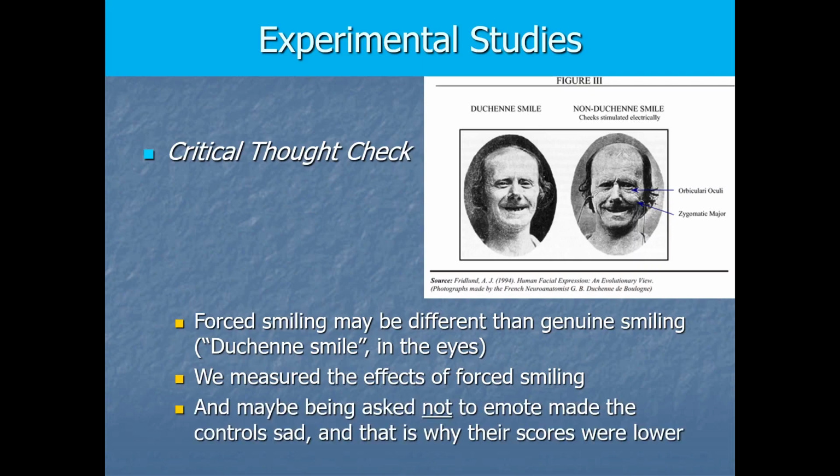For that matter, though, maybe our instructions for the control group were to tell them not to make any expression while they hold the pen in their mouth, and that instruction made them sad, and that's why their mood scores were lower than the experimental group. So while an experimental research design is our way of testing causation between variables, we still have to think about the specifics of how we carry out our experiment if we want to be confident in those results.